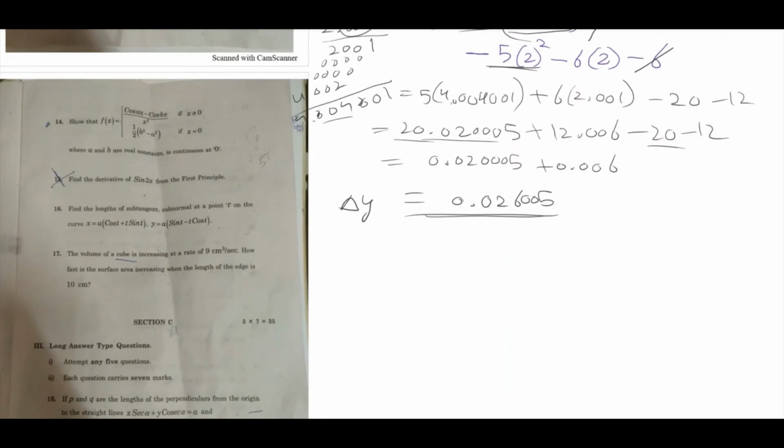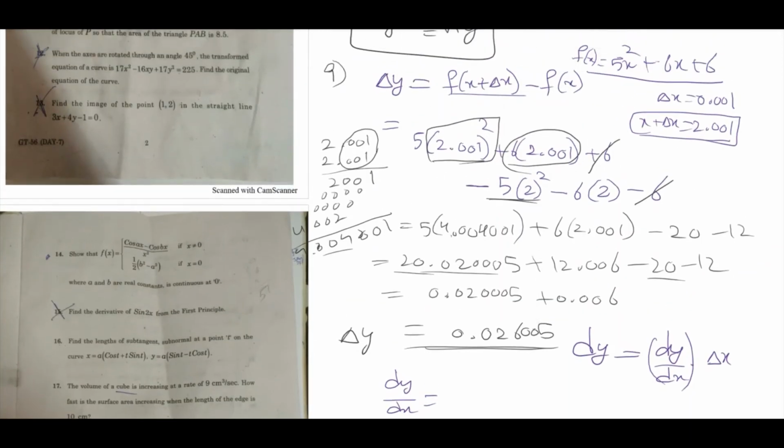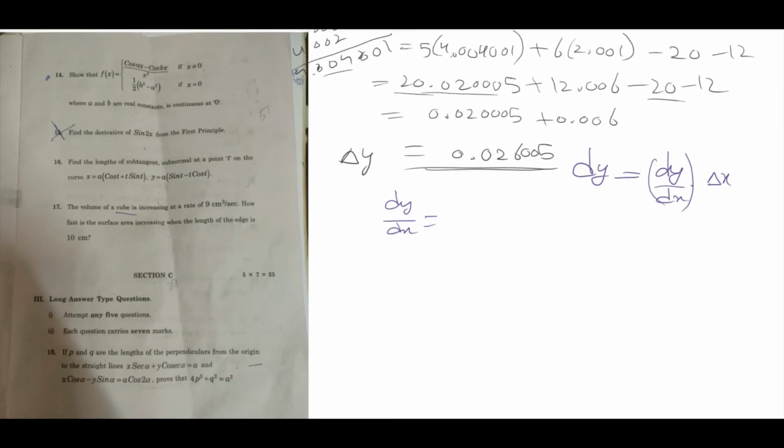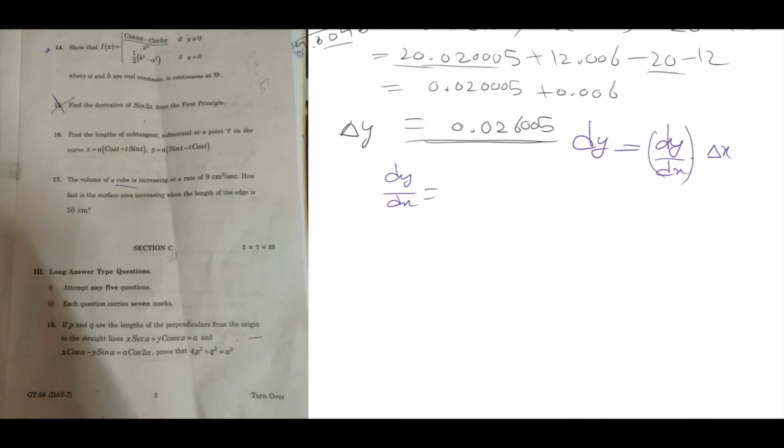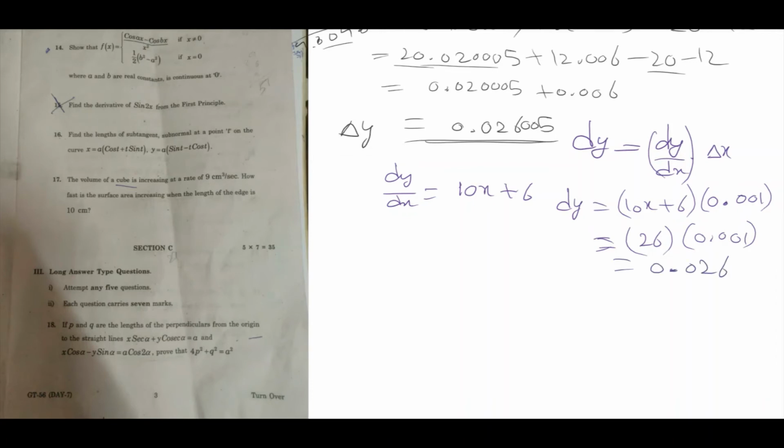Now dy will be equal to dy by dx into delta x. Differentiating, what I get is dy by dx equals, my function is 5x square plus 6x plus 6, so differentiating that, I'll get 10x plus 6. So dy equals 10x plus 6 into delta x, which is 0.001. x equals 2. This is 26 into 0.001, which equals 0.026. This is the value of dy.